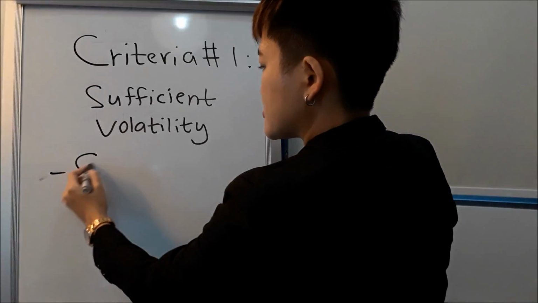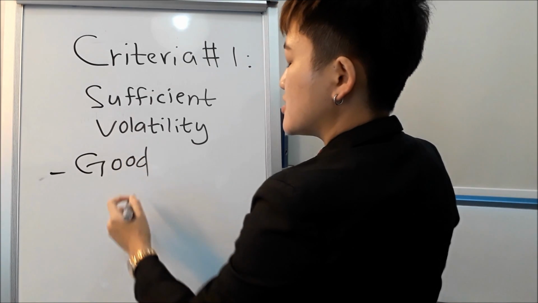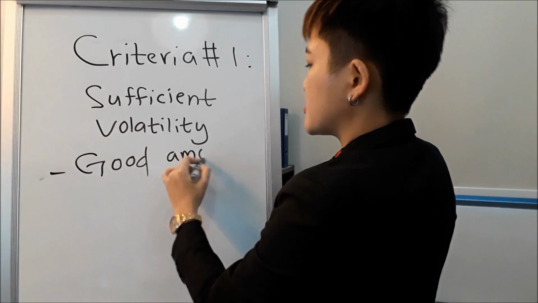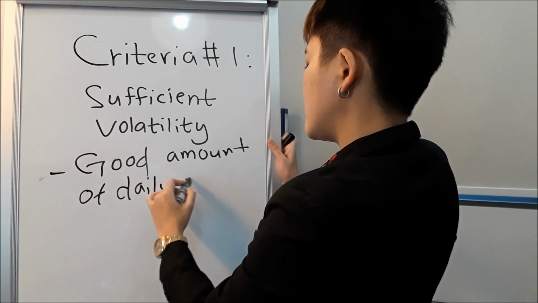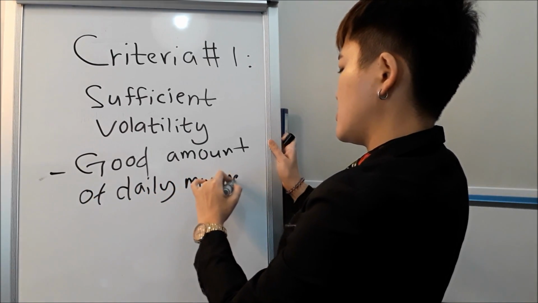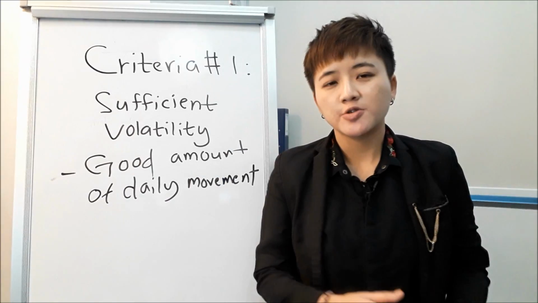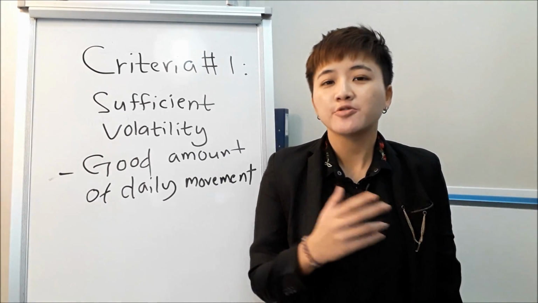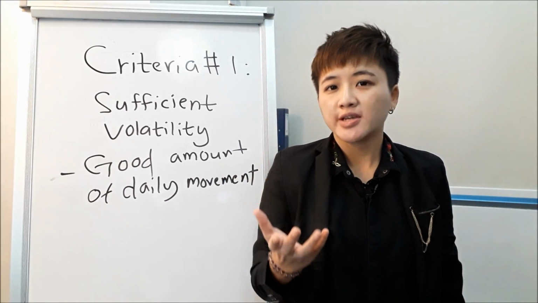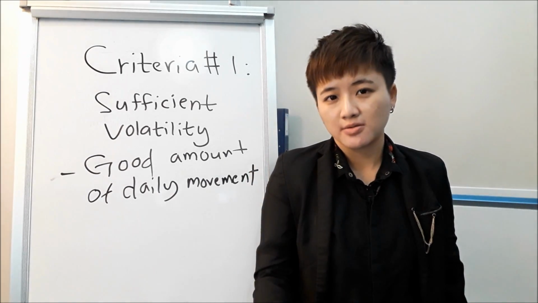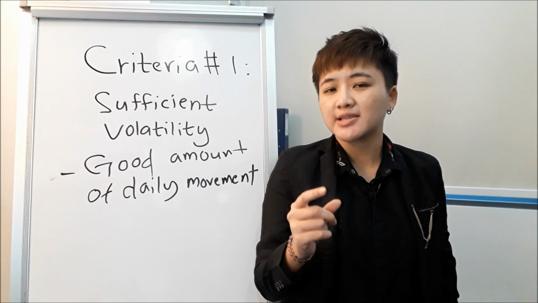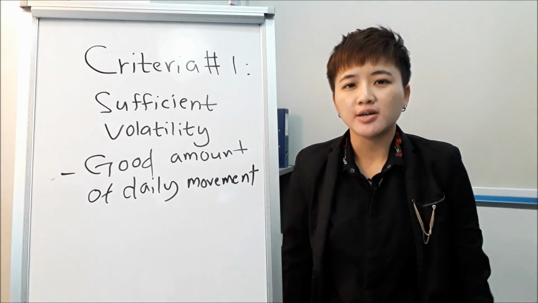So what you need is, for the currency, in other words, to have a good amount of daily movement. Now, you don't want to trade a currency pair that is way too volatile because you get stopped out really quickly and really often, especially if your stop loss is really tight and especially if you are a short-term trader.